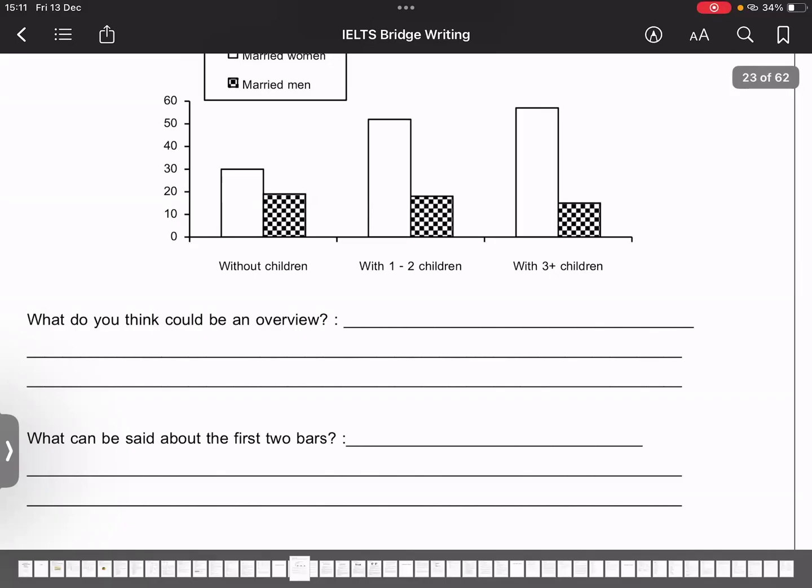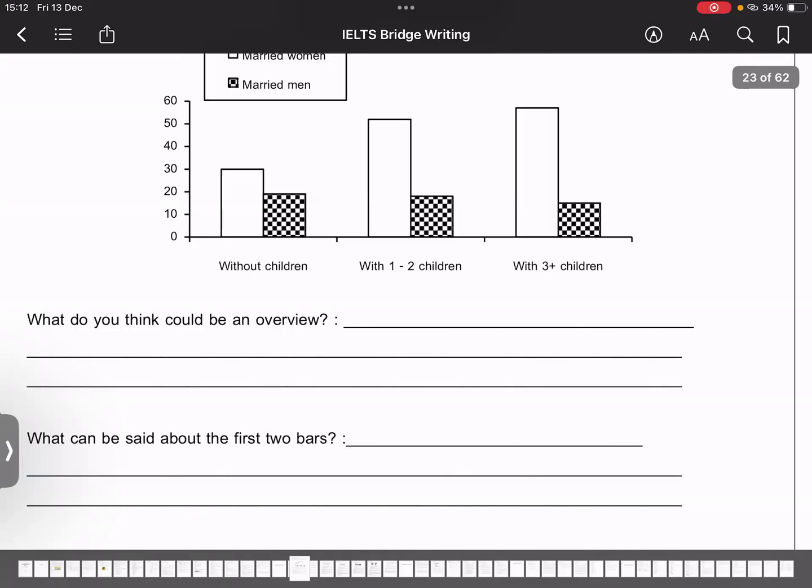So that's the main pattern that I've noticed. Okay? So I can contrast the patterns that women have in comparison to men. They have different patterns, right?